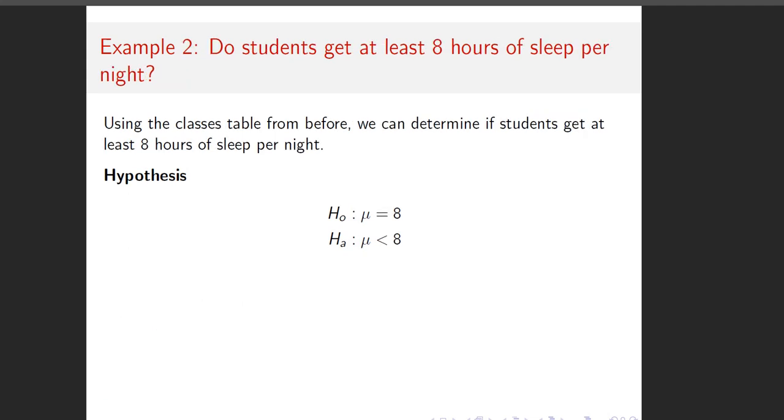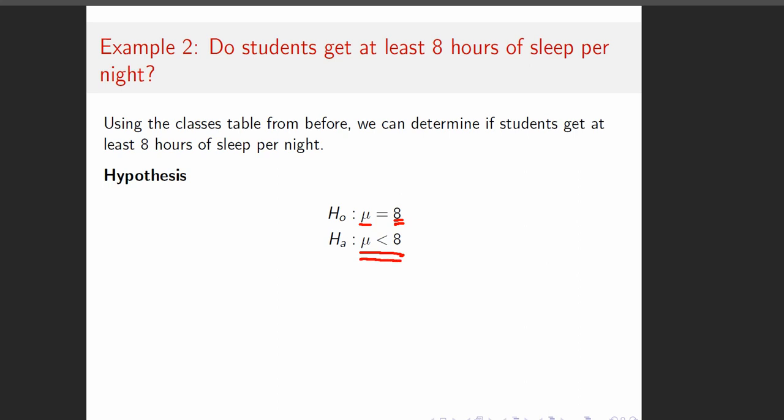Alrighty. So when we look at this next example, we're going to see, do students get at least 8 hours of sleep per night? Now, the way we're going to set up this hypothesis is that mu, a lowercase mu, is the population average number of hours of sleep. Our null hypothesis is that on average, students get 8 hours of sleep at night. Our alternative is going to be mu is less than 8.